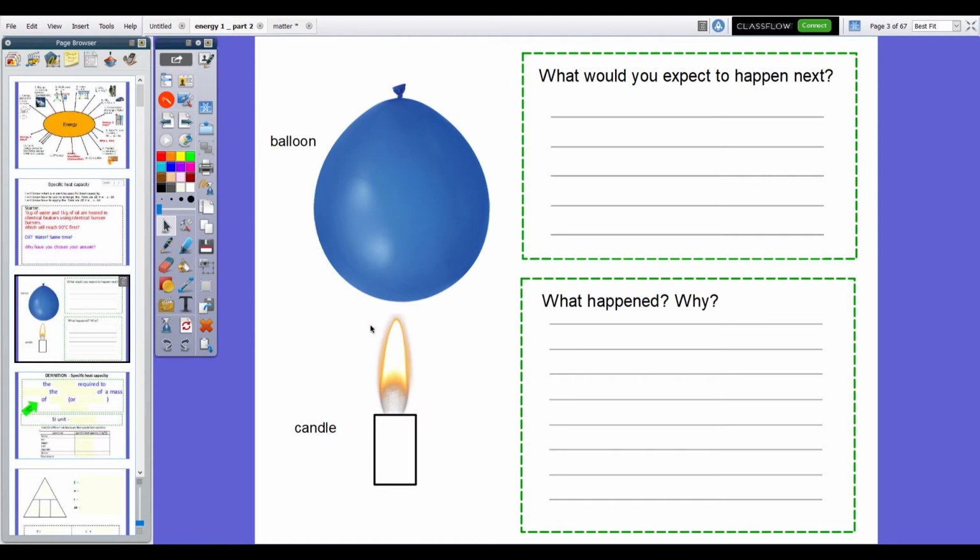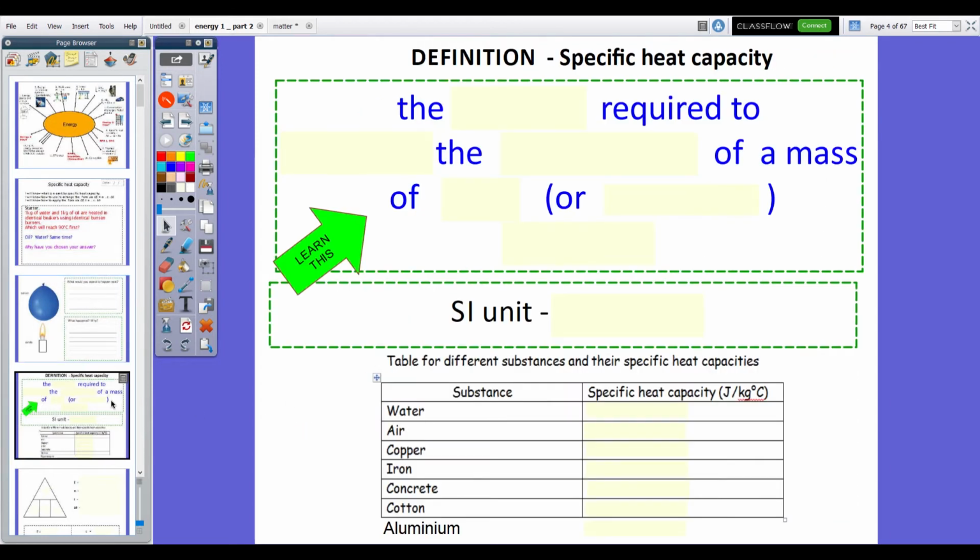So the point is that water has what we call a high specific heat. And fundamentally, that means it can take a lot of energy before it starts to raise its temperature. So let's get off with a definition here that you need to know so that you can write this in full in your booklet.